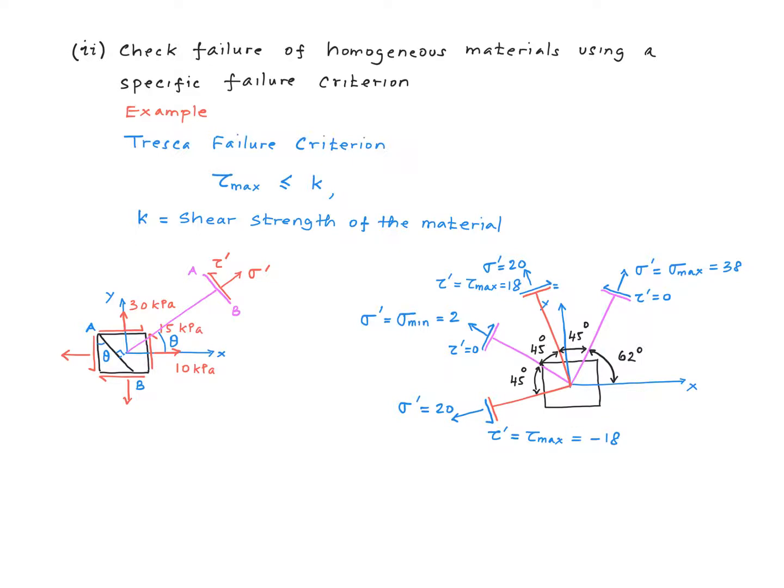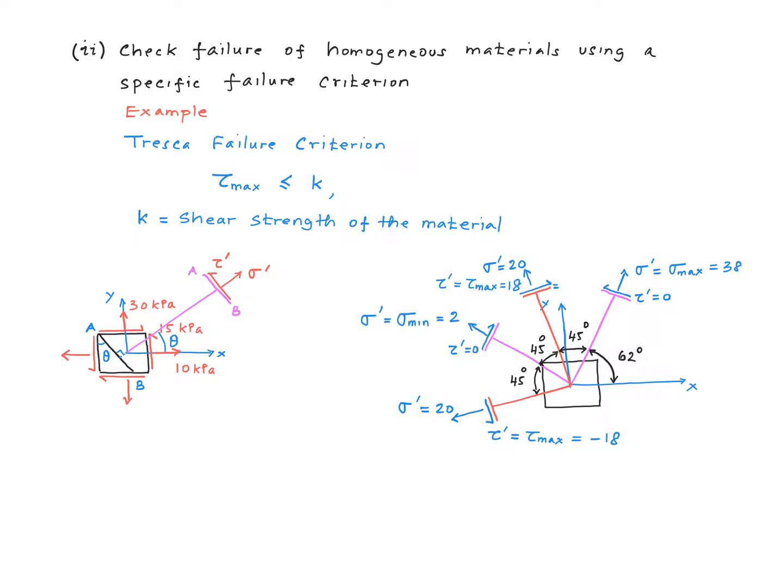As I keep increasing theta from 0, when theta becomes equal to 62 degrees, this happens. The shear stress on this plane becomes 0, and the normal stress becomes the maximum possible for this point. And in this example, sigma max is going to be 38 kilopascal. To keep this picture clean, I'll leave the units out, but it's implied that all of these numbers are stresses in kilopascal.